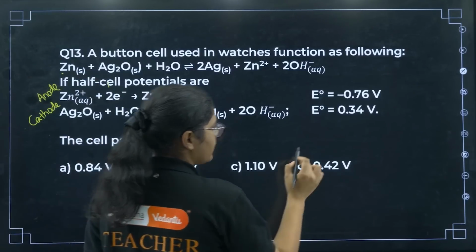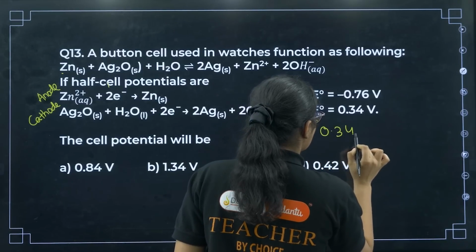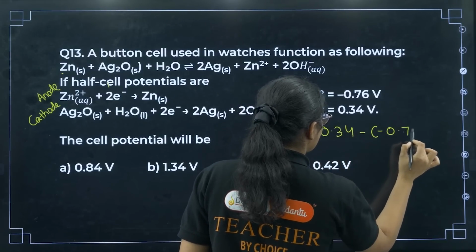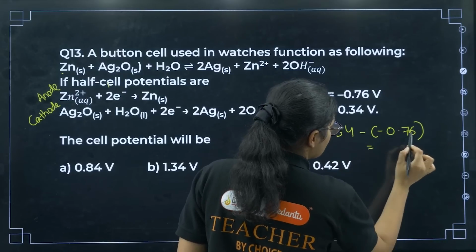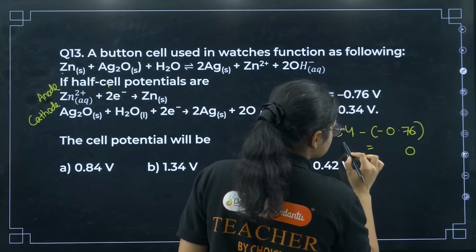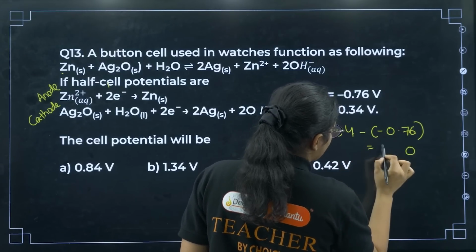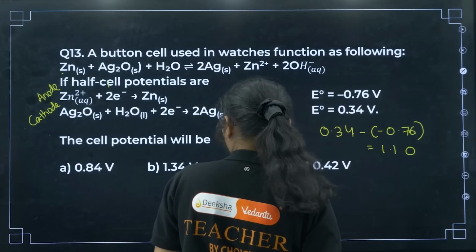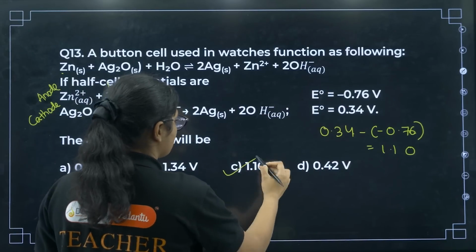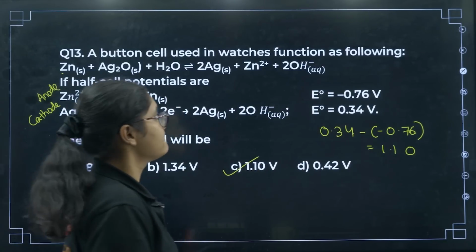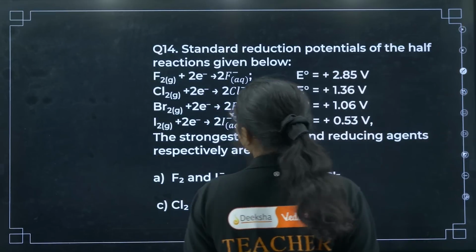So I will get 0.34 minus 0.76. Hmm, so what I will get, 6 plus 4 is 10, 7 plus 3 is 10, 11, so that is 1.1 volt. Do I have that in the options? Yes, option number C here. Okay, next moving to question number 14.